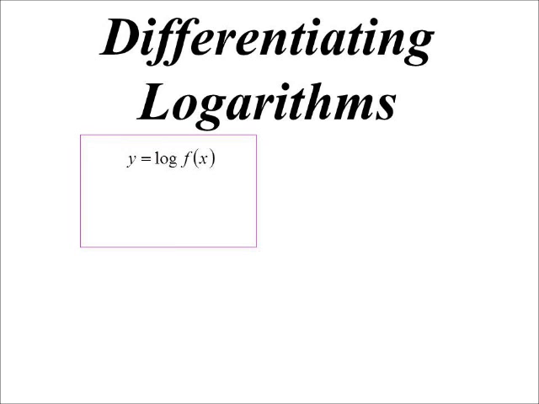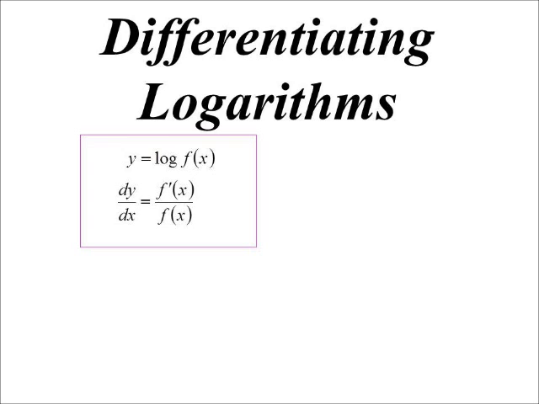Okay, so if we have y equals log of function x, and by log with no base there I'm meaning a natural logarithm. So if y is the natural logarithm of function x, the derivative turns out to be the derivative over the function. So whatever you're logging, that function, its derivative on the top of the fraction over the original function on the bottom of the fraction.